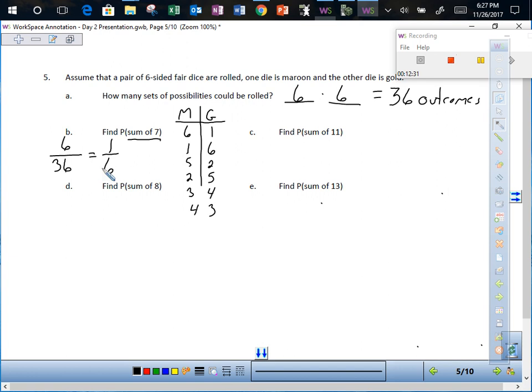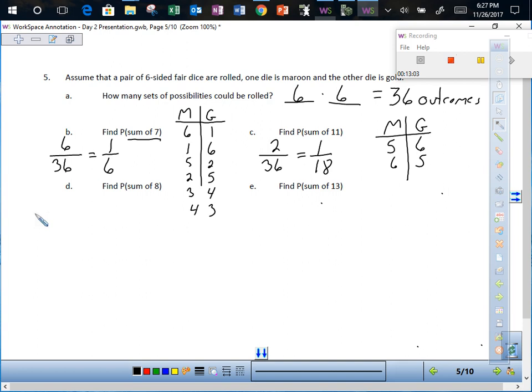Here goes my C. Find the probability of a sum of 11. Well, let's go a maroon die and a gold die again, and let's list all the ways to get a sum of 11. I could get a maroon 5, gold 6, or maroon 6, gold 5. That looks like it. So 2 ways to get a sum of 11 out of 36 total outcomes, which reduces to 1/18. Okay, so you probably get the hang of this now.